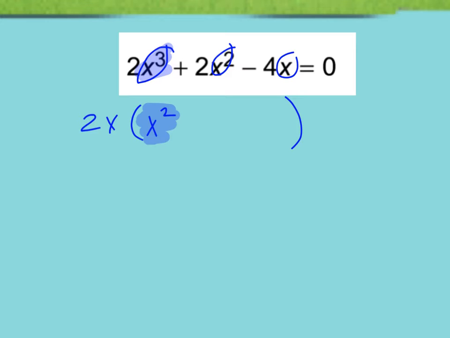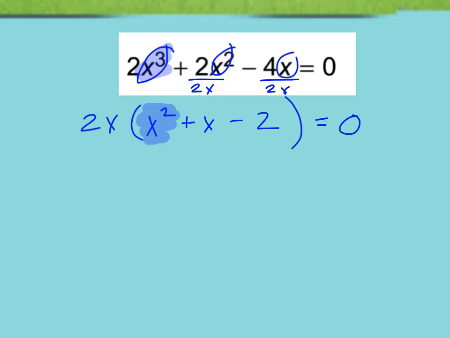So we're left with x squared as our first term. What comes next? If we divide this by 2x, what are we left with? Just x, so plus x. And then we're dividing this by 2x, so what are we left with here? Minus 2. Perfect. That's equal to 0.